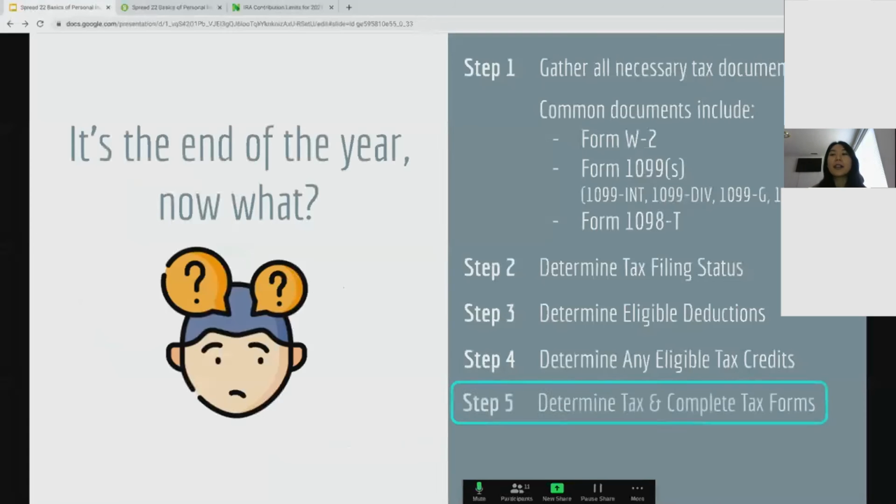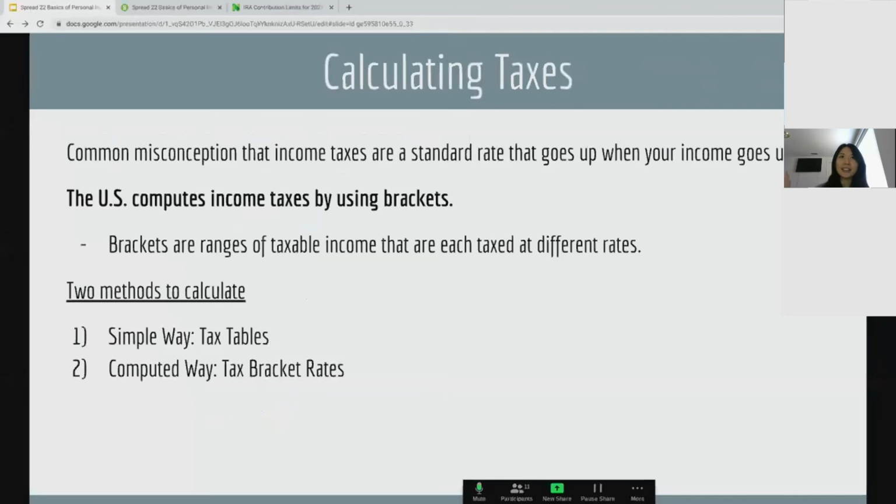So we figured out our tax credits. Now let's jump into the rough stuff of calculating your taxes and completing your tax returns. So how do you calculate your taxes?